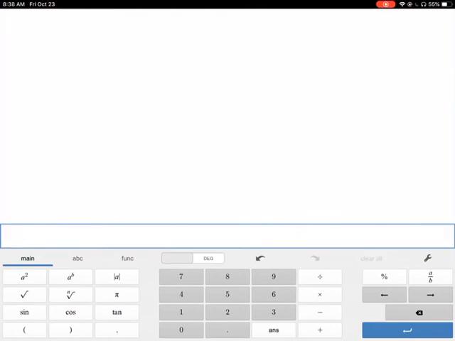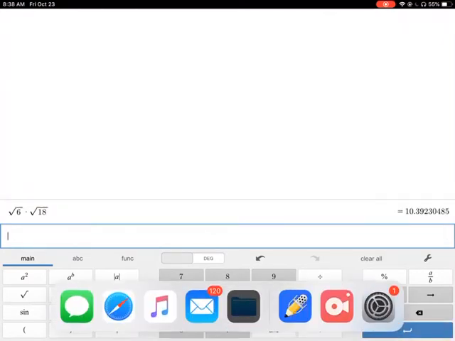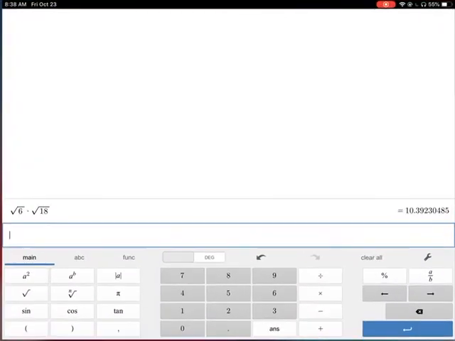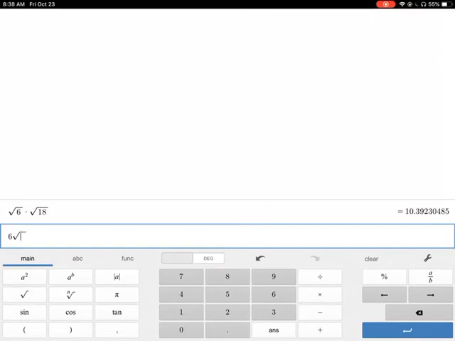So let's put the square root of 6, and then you have to be careful. You have to move it out of the square root, times the square root of 18. Okay, I get 10.39. Okay, and then we wanted our answer, which was 6 times the square root of 3. 6 times the square root of 3. Oh, I got the same number.